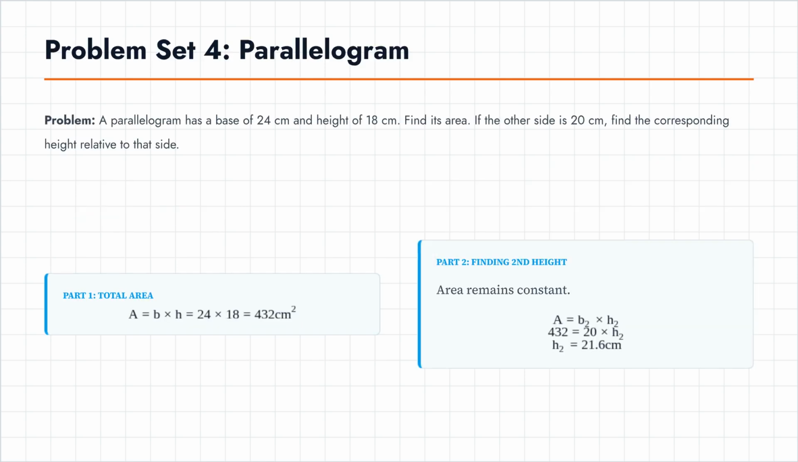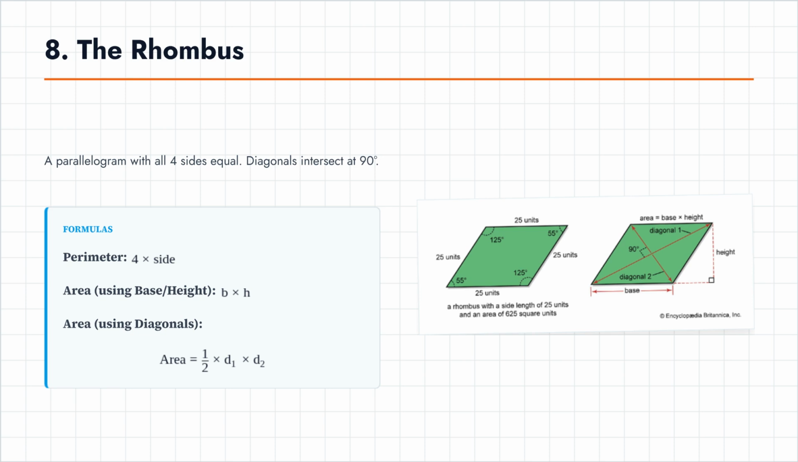In problem set 4, we find the area of a parallelogram with a base of 24 centimeters and a height of 18 centimeters, resulting in 432 square centimeters. Then, using this constant area, we find the corresponding height if the other side is 20 centimeters, which is 21.6 centimeters. The rhombus is a parallelogram with 4 equal sides, and its diagonals intersect at 90 degrees.